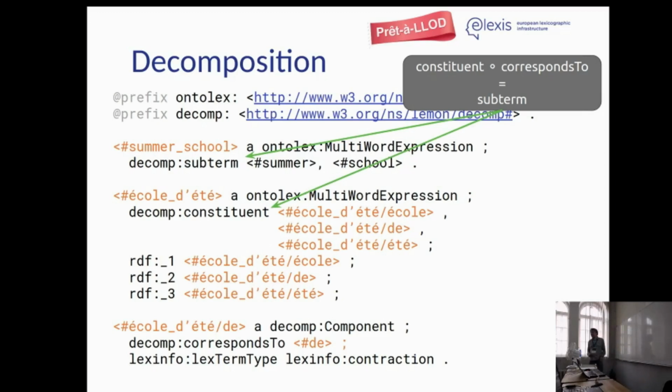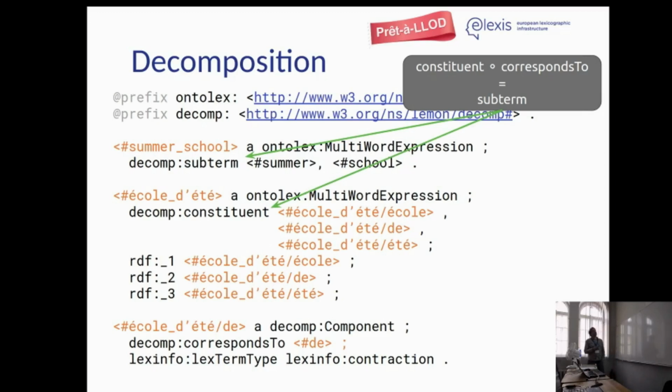A slightly more sophisticated representation, going back to this idea of property chains, is instead of saying subterm, we can have a constituent that corresponds to something. So we can say here our French term, école d'été, is another multi-word expression, which is composed of three words, école, de, and été. And here we use a slightly different mechanism. We use the RDF seq mechanism in order to give the order as 1, 2, and 3. So we add an explicit triple saying which is the first, second, and third word in this decomposition.